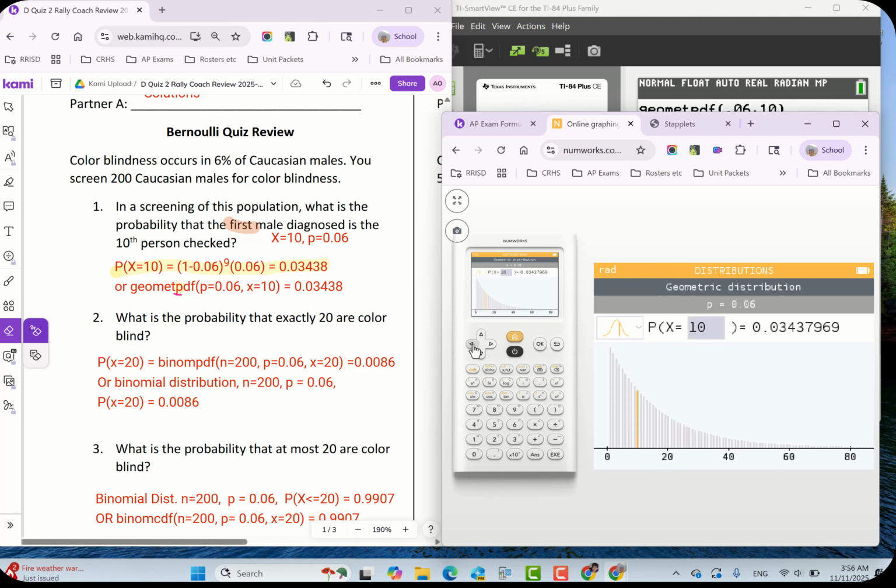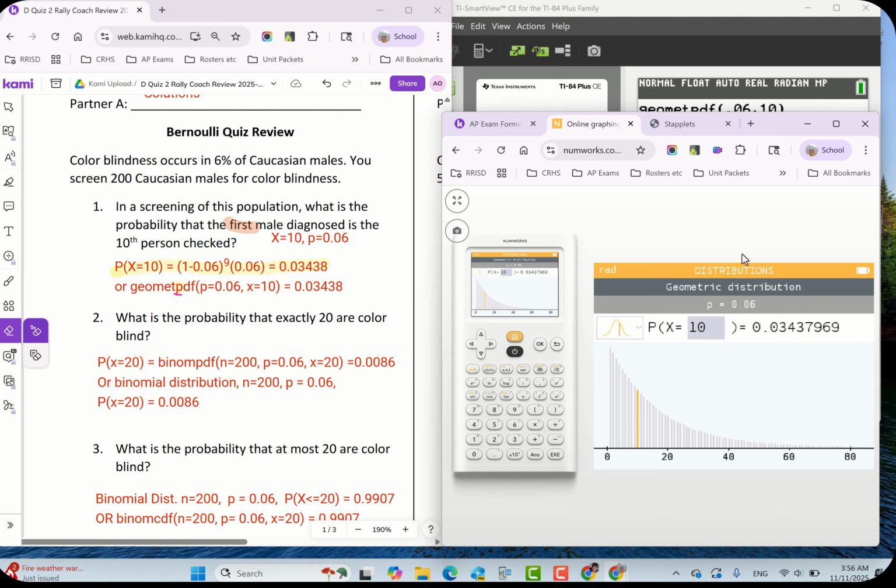So 0.03438, same idea. On quizzes like this, always give me 3 significant figures. So that would be 343, the third number that's after the zeros. That's your significant figure. If you want to round correctly, you look at the fourth number and you round appropriately.